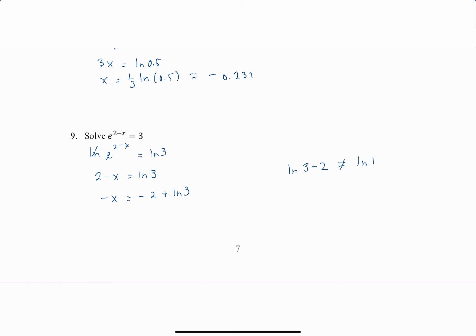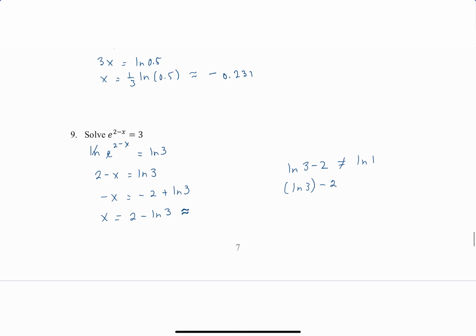Because when you write ln of 3 minus 2 like that, it really means do the ln of 3 first and then subtract 2. Okay, anyway, the last thing we need to do is divide or multiply both sides by negative 1 so that we have an x, not a minus x. And if I do that, I'll have x equals 2 minus ln of 3, which works out to be about 0.901.